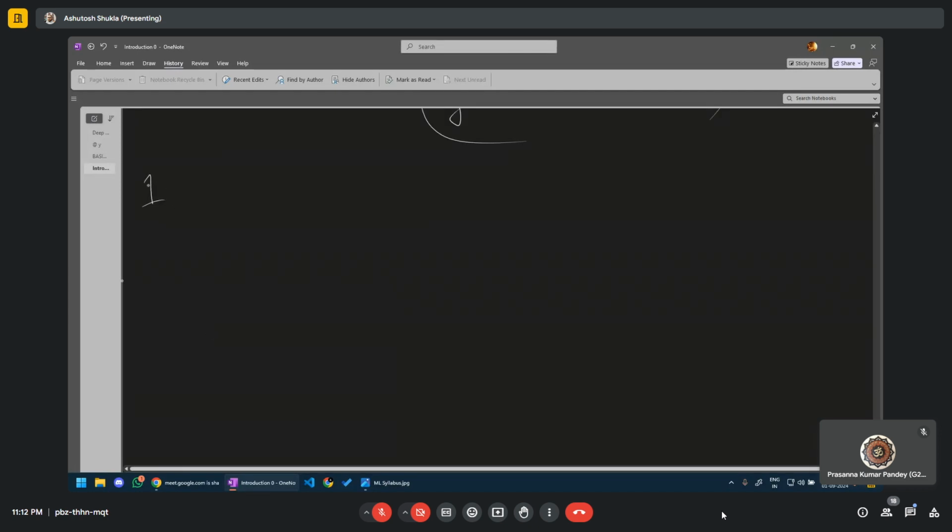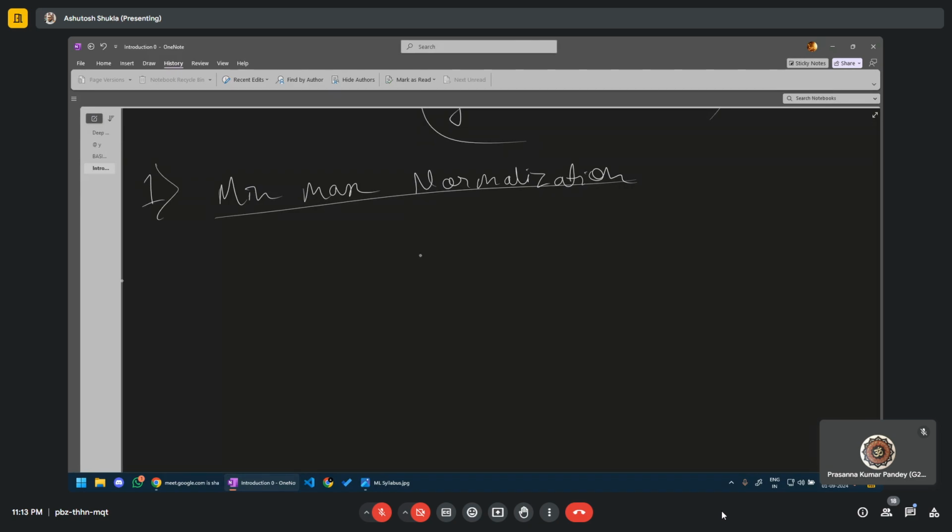So the first technique that we are going to use is min-max normalization. There was definitely some doubt in here the last time the professor was teaching. So, a simple formula for whatever thing you are trying to normalize.